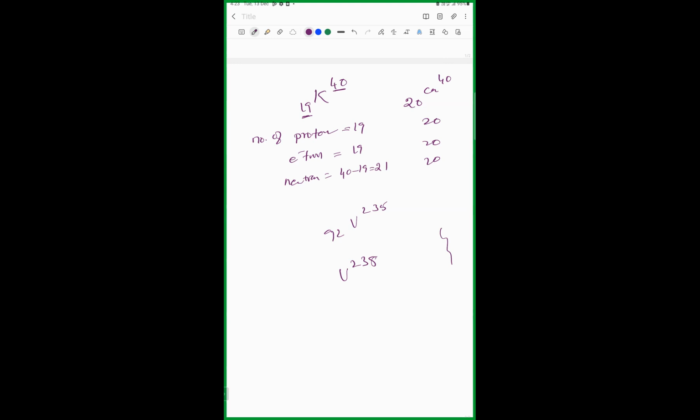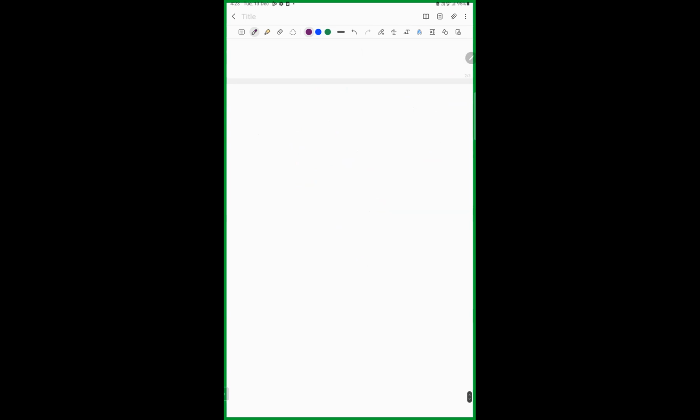What is electronic configuration? The atom has the nucleus, and around the nucleus you have circular paths. So this is the structure of an atom. This is the nucleus, and in the nucleus you have protons and neutrons. In the first shell you have a certain number of electrons, then in the second shell, third shell.